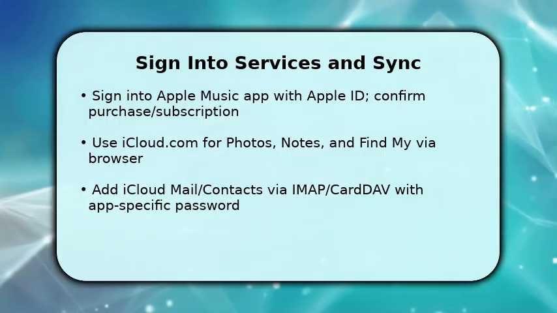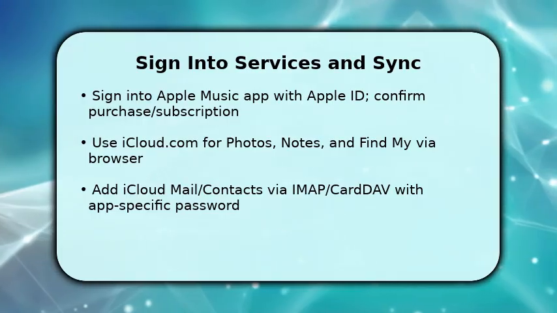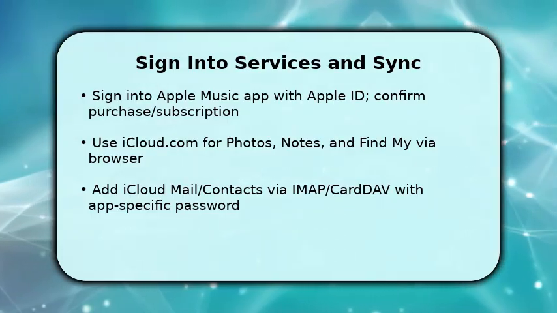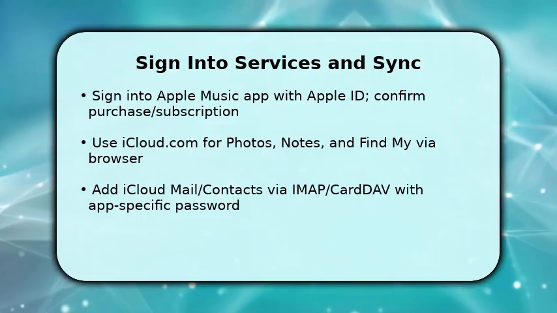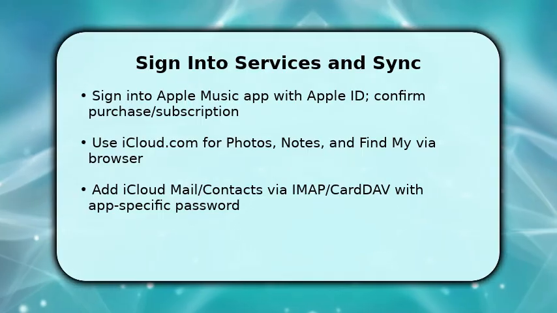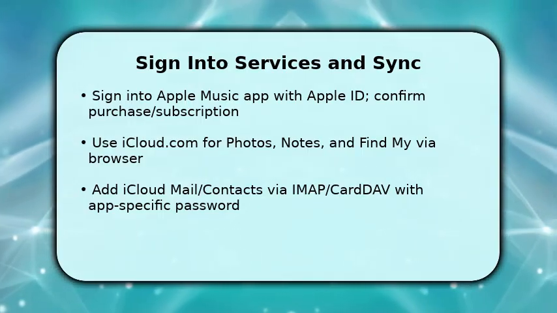To sync email, contacts, and calendars in Android apps, add an account using IMAP and CardDAV/CalDAV settings with the app-specific password you created. This keeps data synchronized while avoiding the native iCloud client limitations on Android.